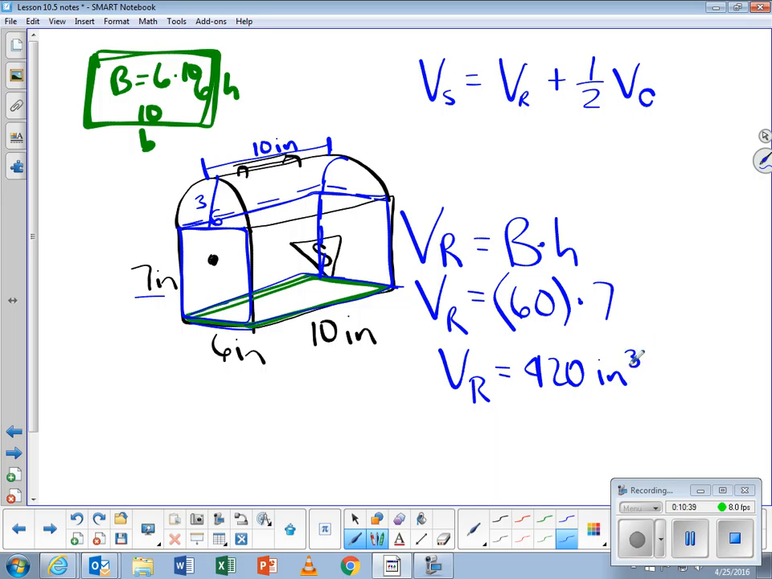Inches cubed, because we're not talking area now, we're talking volume. Base area was inches squared, and the height is inches, and so that gives us inches cubed. Okay? So volume is inches cubed. Now let's find the volume of the cylinder. What's the formula for volume of the cylinder? Base area times height.